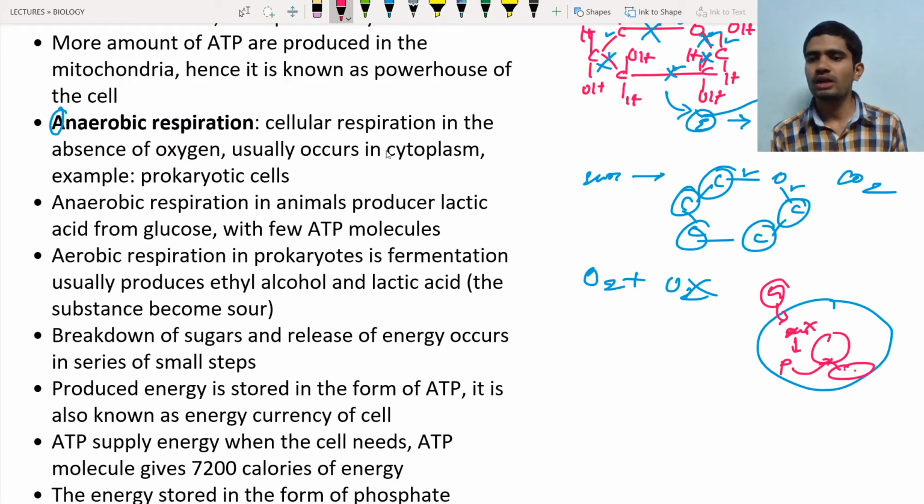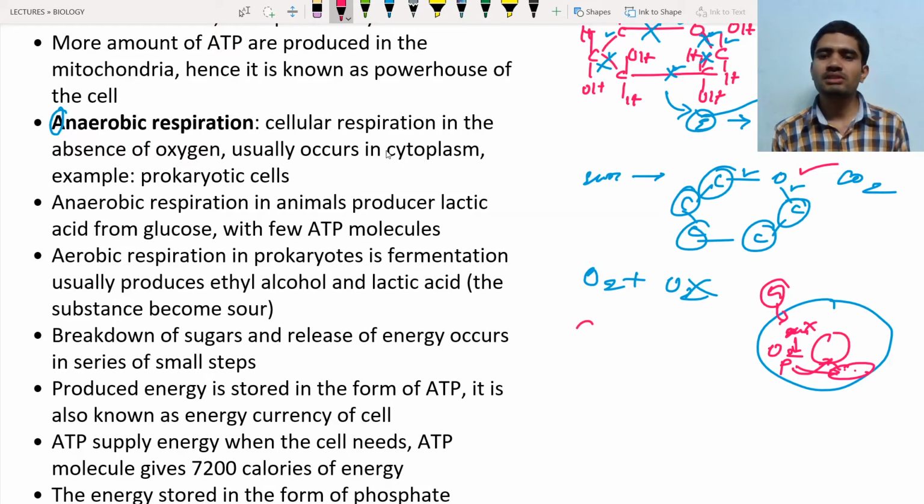Okay, the pyruvates are going to enter into the mitochondria, so as to produce a greater amount of ATP molecules by breaking the complete structure. This process is known as aerobic respiration. Here the oxygen is utilized, and this process is commonly seen in the eukaryotic cells.